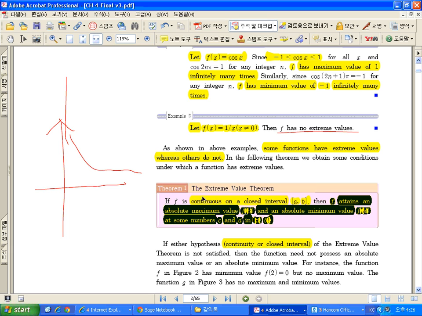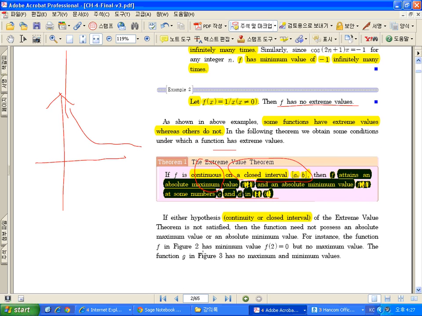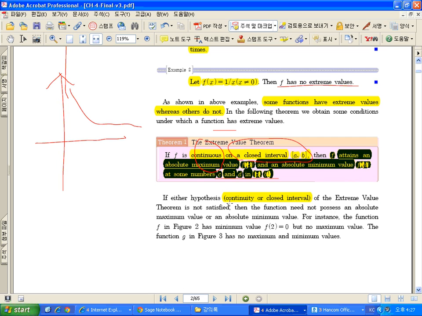If the function f is continuous on a closed interval [a, b], then f always attains an absolute maximum value and an absolute minimum value at some numbers c and d in the closed interval. Okay, so both hypotheses, continuity and closed interval, are very important.